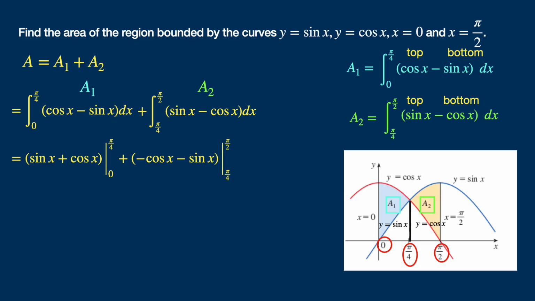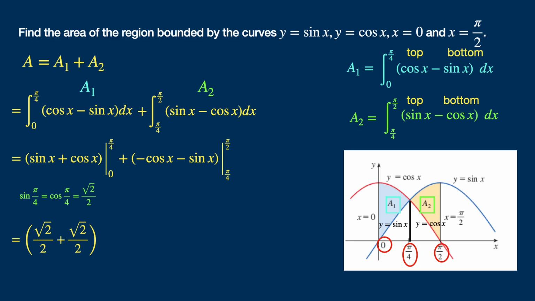Let's do the first one. At x equals pi over 4, sine pi over 4 and cosine pi over 4 are the same, square root 2 over 2. So you have square root 2 over 2 plus square root 2 over 2.